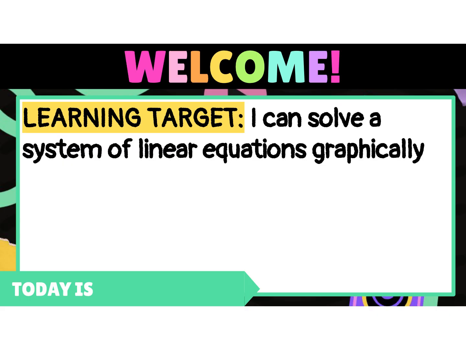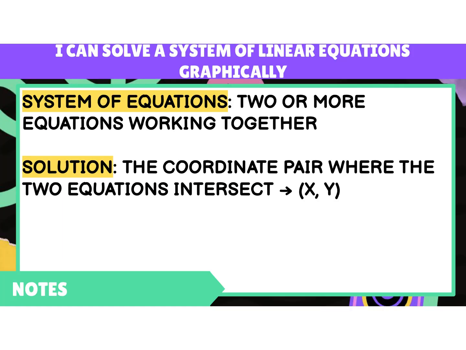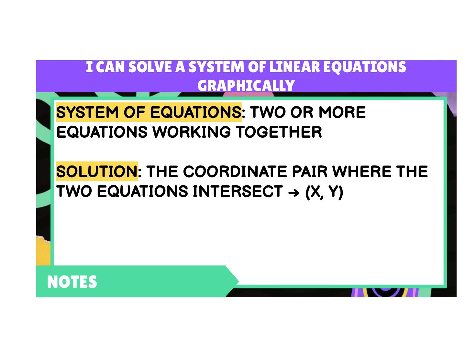All right, today I'm bummed that I'm not there because we are learning something new. We're learning how to solve a system of linear equations graphically. Now, instead of graphing one line on our graph, we're actually going to graph 2 lines because a system of equations is 2 or more equations working together. So let's write that on our note sheet. And the solution is the coordinate pair where the 2 equations intersect. So our solution is going to be in the form of a coordinate pair, x comma y.